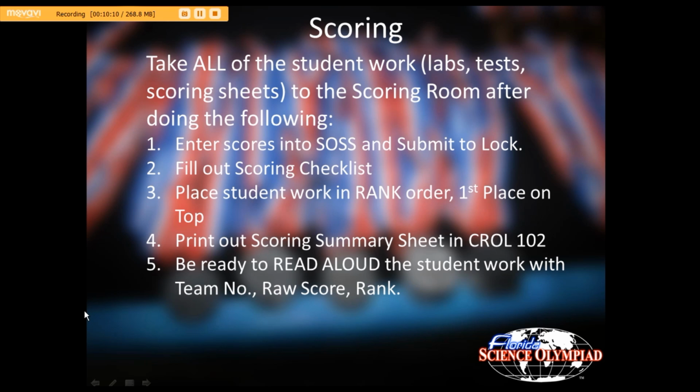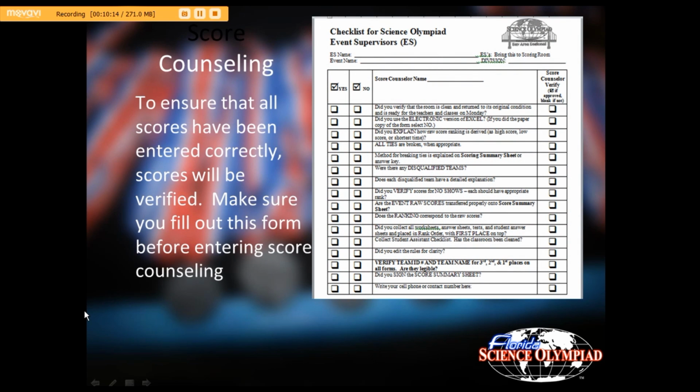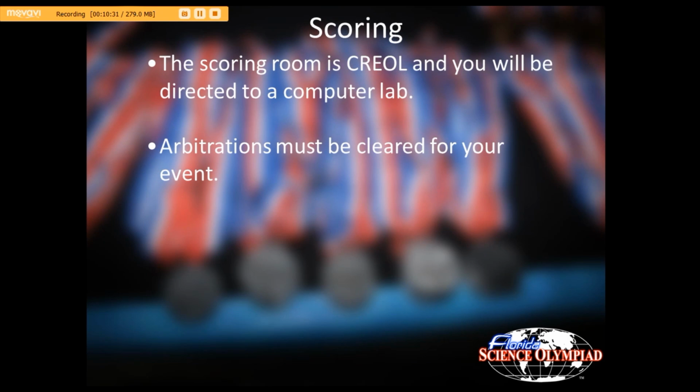So don't head home at the end of the day. You come through score counseling. This is the check sheet that you're going to follow, just to make sure that we've got the procedures in place. It's time tested to make sure that we catch as many errors as we possibly can. So this gets filled out, and you'll bring it with you to the scoring room. The scoring room is in Creole, and it will also check to make sure that all the arbitrations have been taken care of before you go through score counseling.